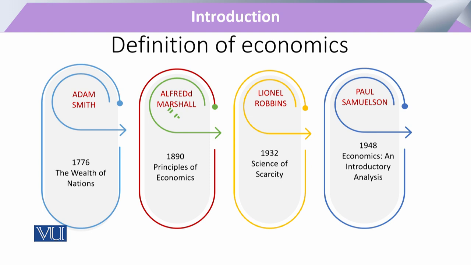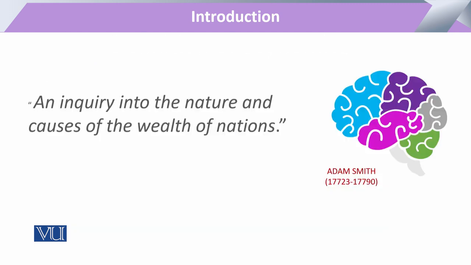Over time, the definition of economics has evolved. In 1776, Adam Smith, the father of economics, gave its first definition of economics. After a century, in 1890, Alfred Marshall broadened the concept of economics with the introduction of the concept of trading and production. And then Lionel Robbins provided a new shape to this in 1932 when he noted the concept of scarcity in the definition of economics. And at last, the latest definition available today is given by Paul Samuelson. Now we describe these definitions one by one.